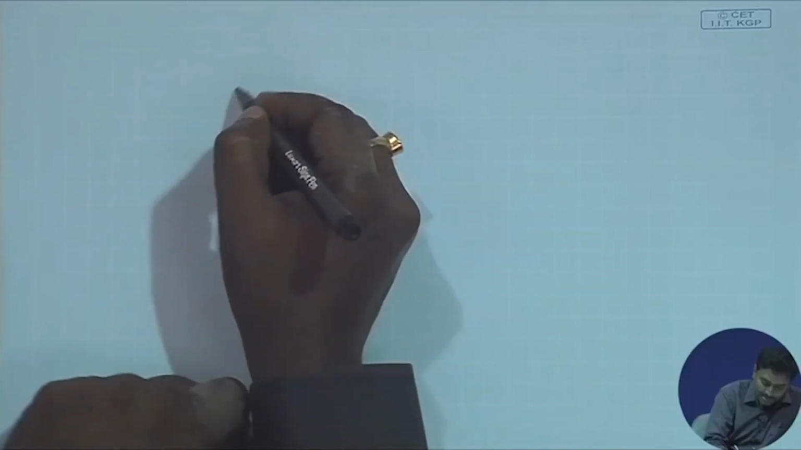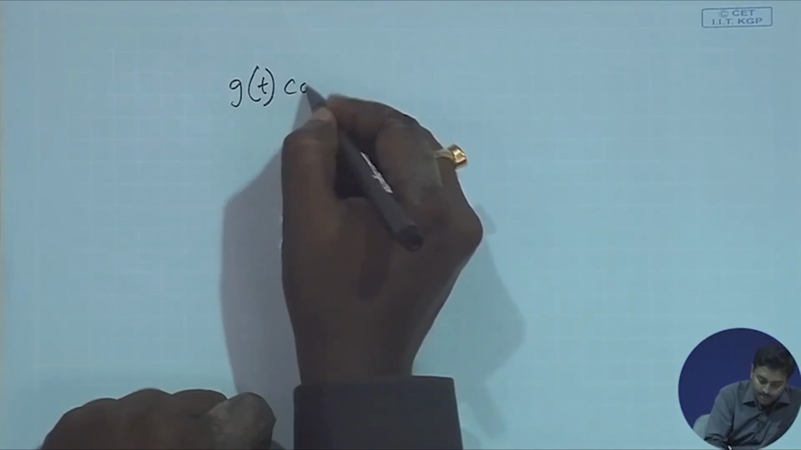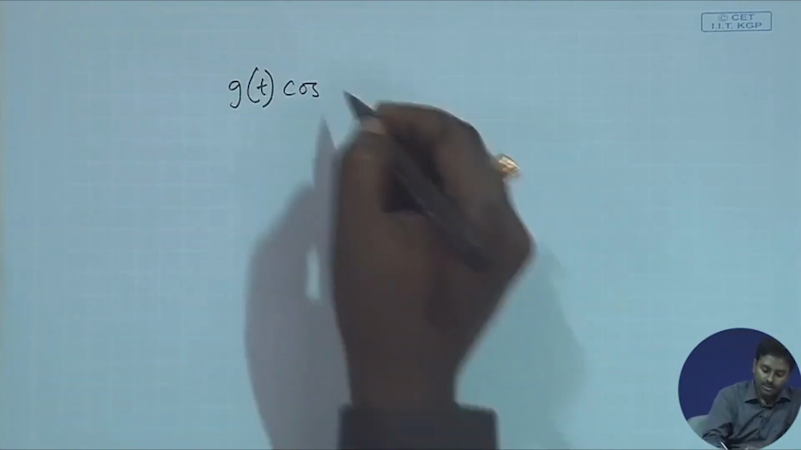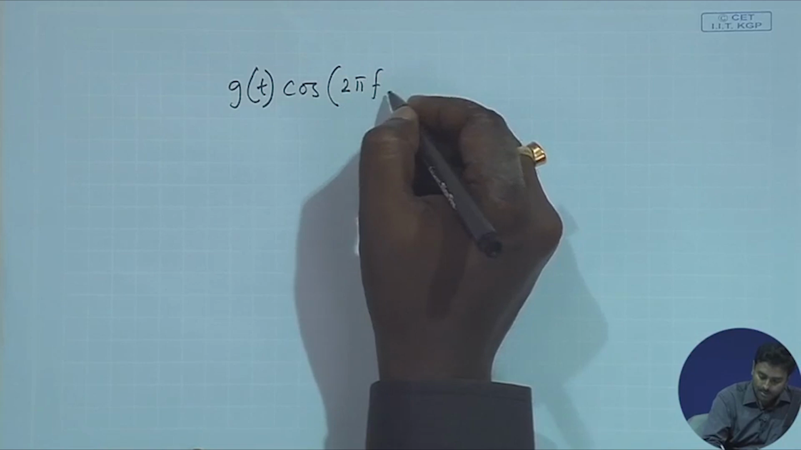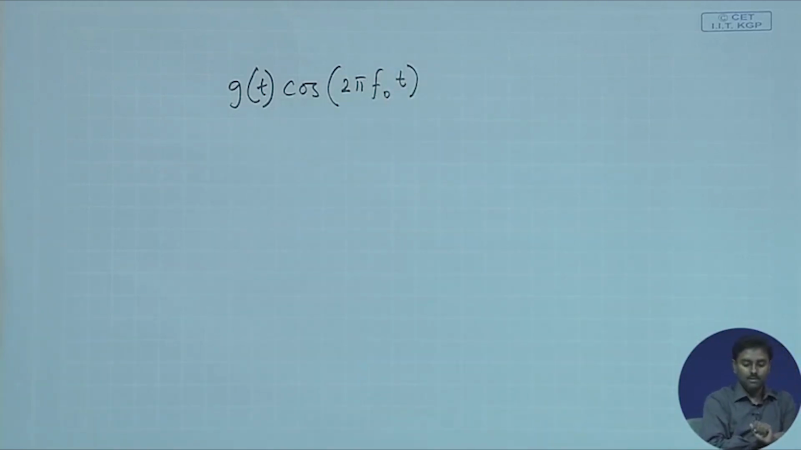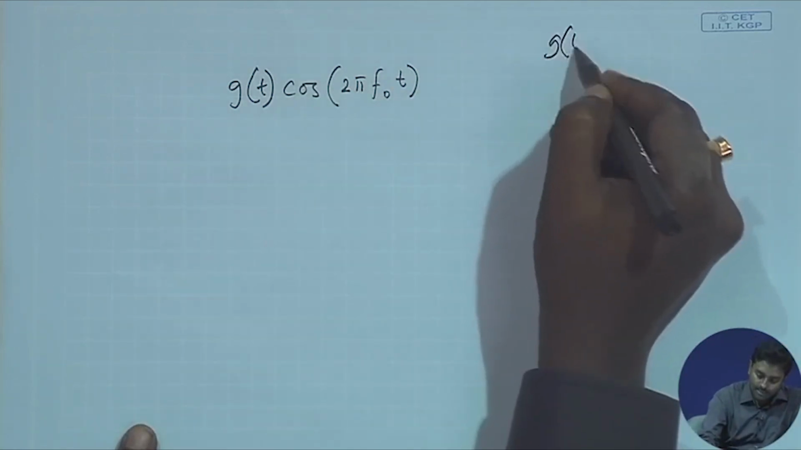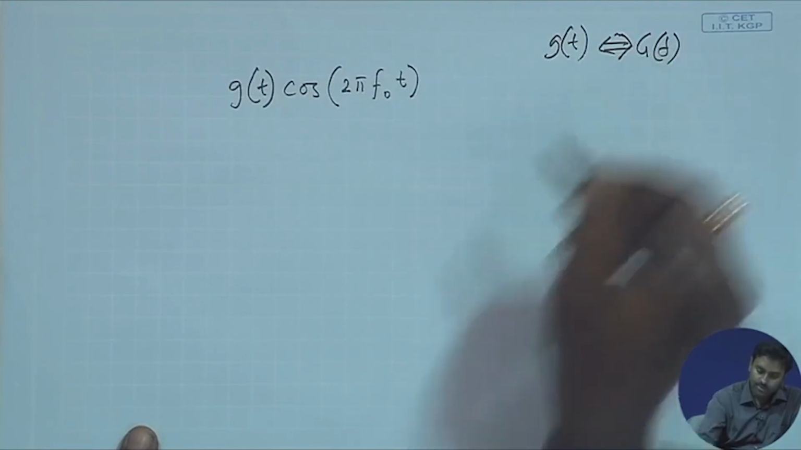Now let us see what the implication of this is. The biggest implication is, suppose I have a signal g(t), and I multiply this signal with a cosine. This is a very typical operation, called modulation. So I am multiplying by a cosinusoidal signal cos 2 pi f0 t, and this g(t) is my actual signal, which has a known Fourier pair, G(f).